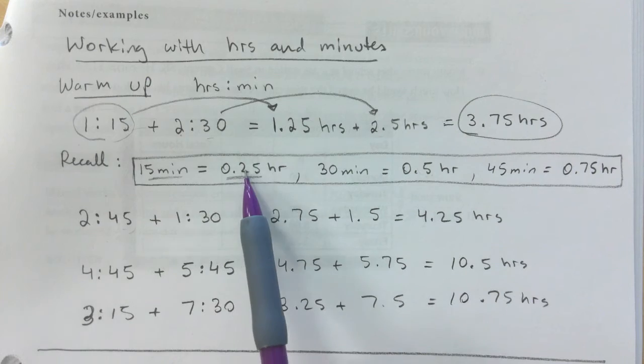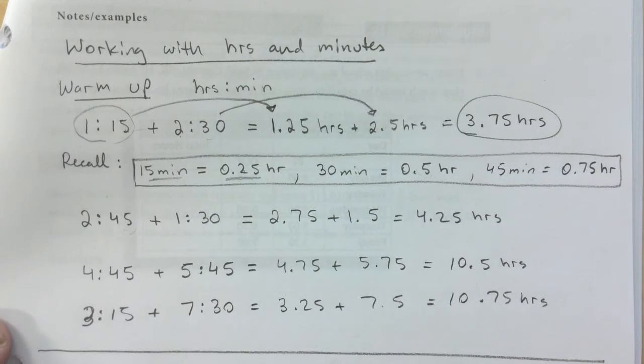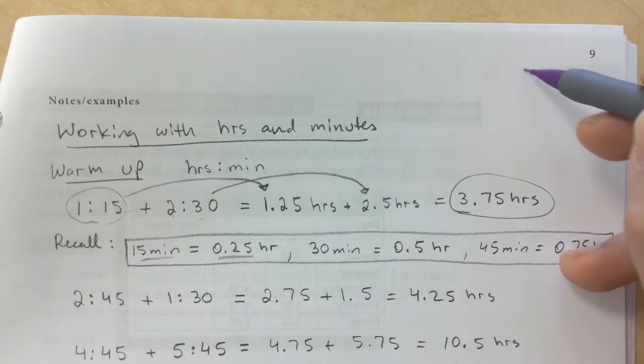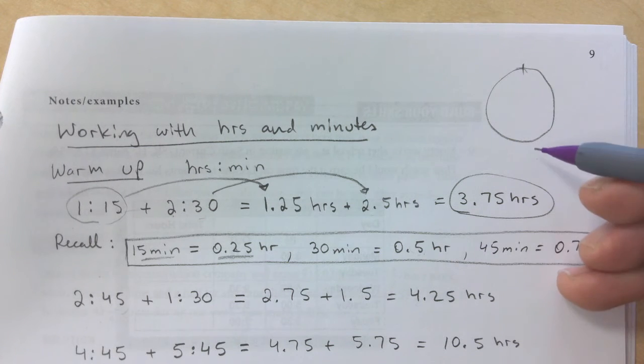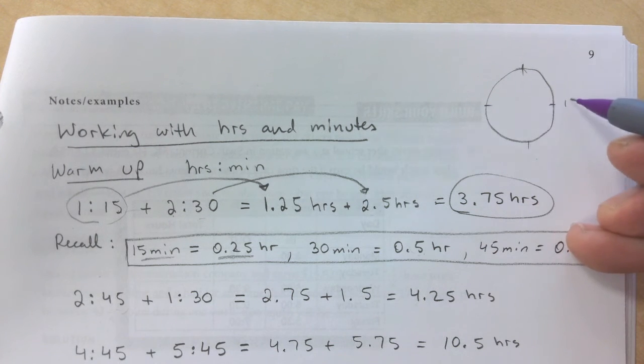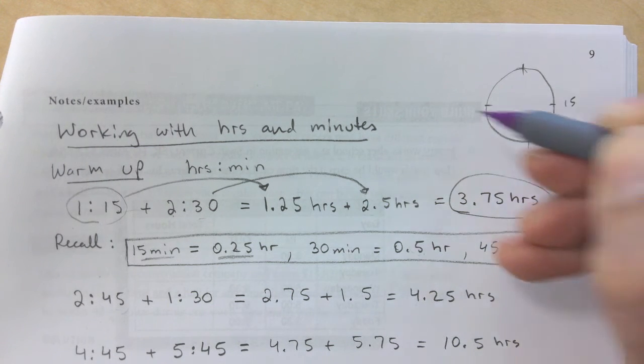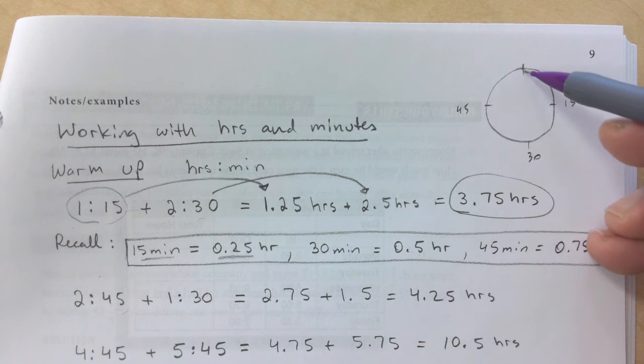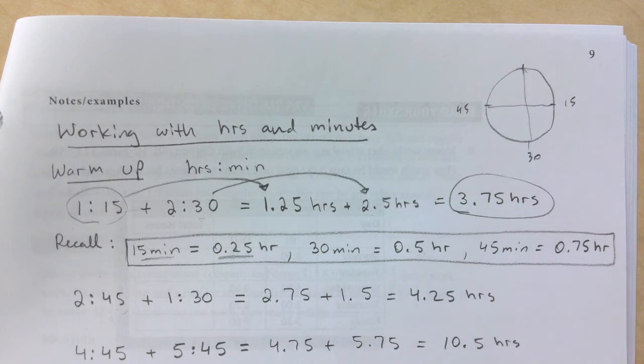If you're wondering where I get this from, I think you just go back to the clock. 15 minutes, 30 minutes, 45. If you think of a pie, remember your fractions. 15 minutes is a quarter of an hour. 30 minutes would be half an hour. 45 minutes would be 3/4. And so forth.